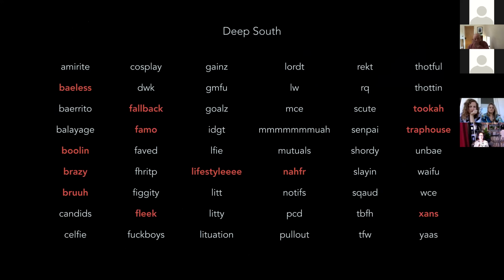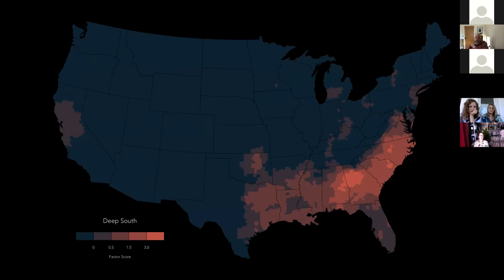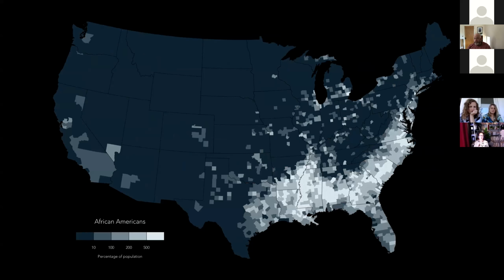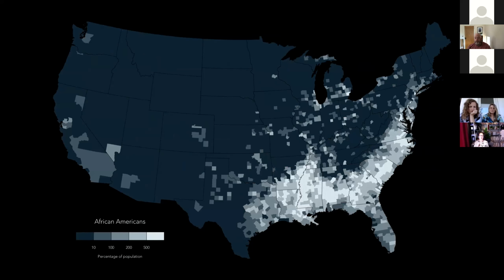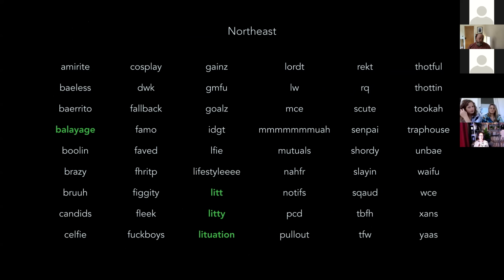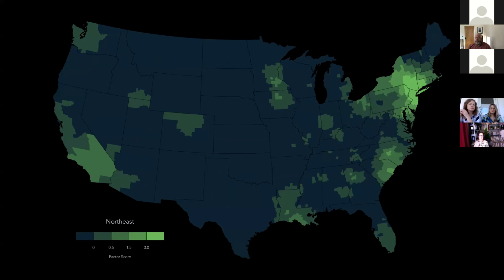Here's the Deep South pattern. These are the words that are associated with it. Okay, a lot of African American English here, obviously, and here that one is. Okay, and you can see it's really concentrated there on the city of Atlanta, and otherwise spreads out across the South. And that really aligns well with the population of African Americans. Okay, so this is clearly related to African American English, like I said. Here's the Northeast one. So you see the lit forms there. Okay, that's really associated up here with New York City.